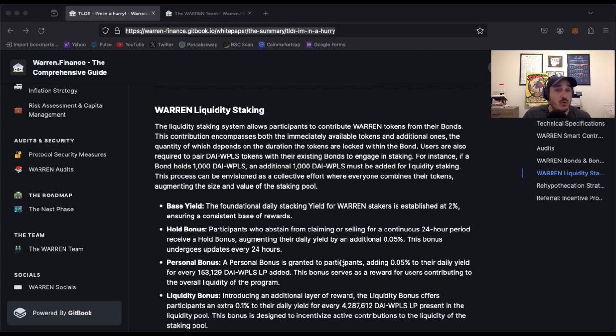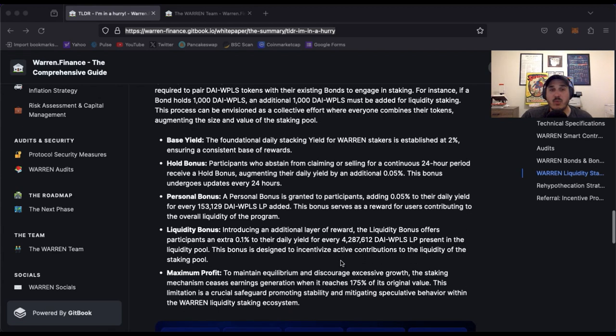Users are also required to pair tokens with their existing bonds to engage in staking. For instance, if a bond holds 1,000, an additional 1,000 must be added for liquidity staking. This process can be envisioned as a collective effort where everyone combines their tokens, augmenting the size and value of the staking pool. So going down, we're going to start with base yield.